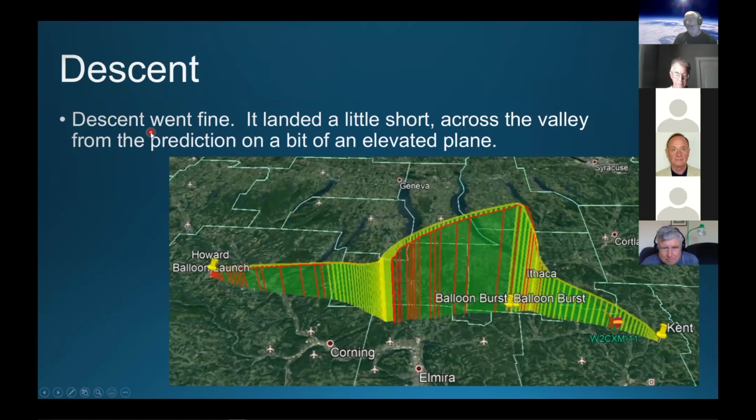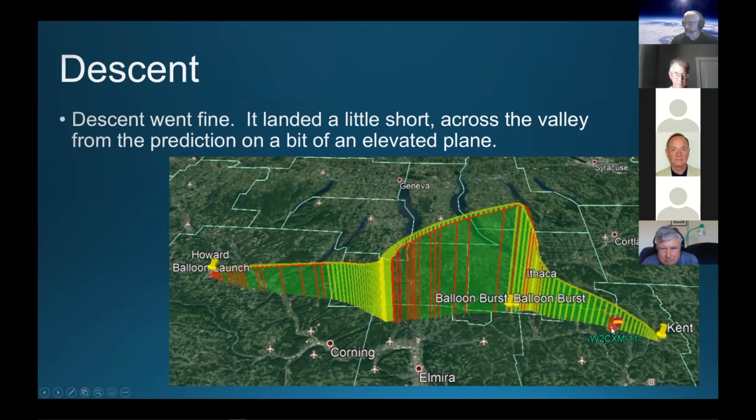Okay, next foil. So the descent. This is the prediction in yellow versus the actual data in red that we gathered, and you could see we followed that prediction beautifully. We just descended a little faster than predicted. Kent was over here on the other side of Newark Valley, and we landed actually on top of a plateau on the other side of the valley.